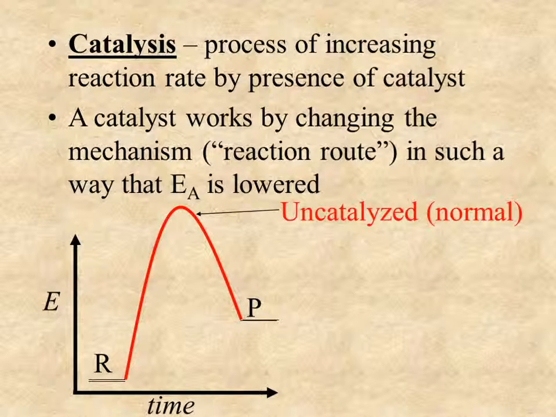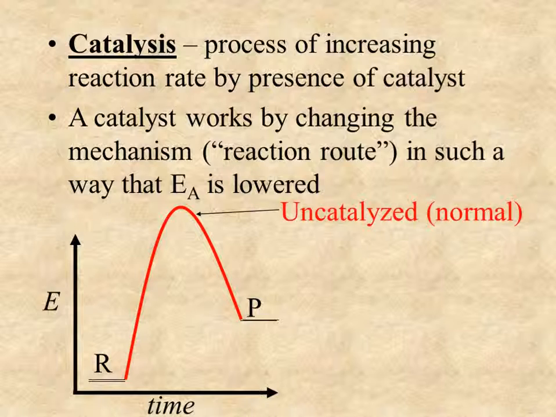Another way that we can speed up a chemical reaction is through the use of a catalyst, and this is called catalysis. How a catalyst works is it's not physically involved, it's not chemically involved in the reaction. It itself is not used up. However, what it provides is an alternate mechanism. It changes the route that the reactants can take to get to the products, and it does so in such a way that the activation energy requirement is lower than it would be without it.